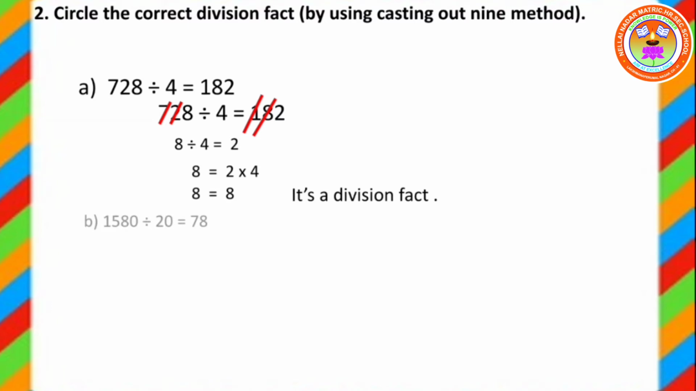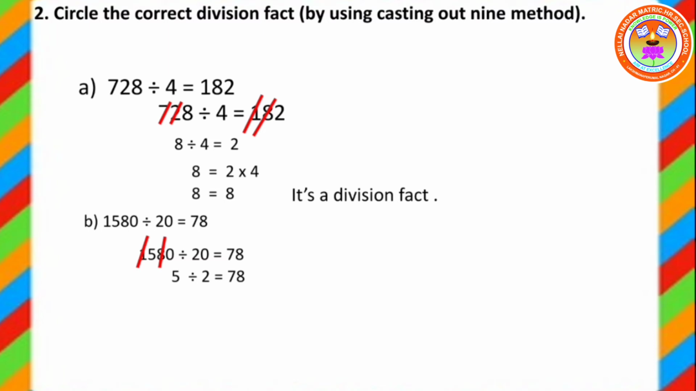Second sum: 1580 divide 20 is equal to 78. Cross out the 9s or cross out the components of 9. Here any 9 is there? No. Here any components of 9 is there? Yes. 1 plus 8 is equal to 9. Balance 5 divide 2 plus 0, 2, is equal to 7 plus 8, 78.